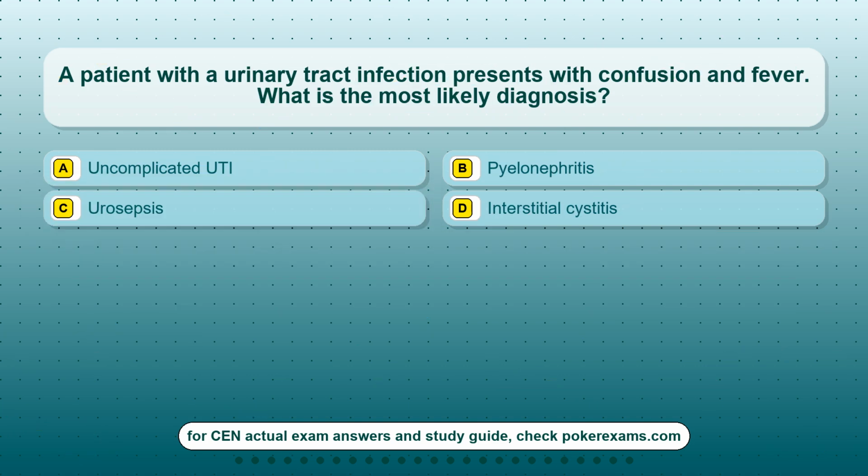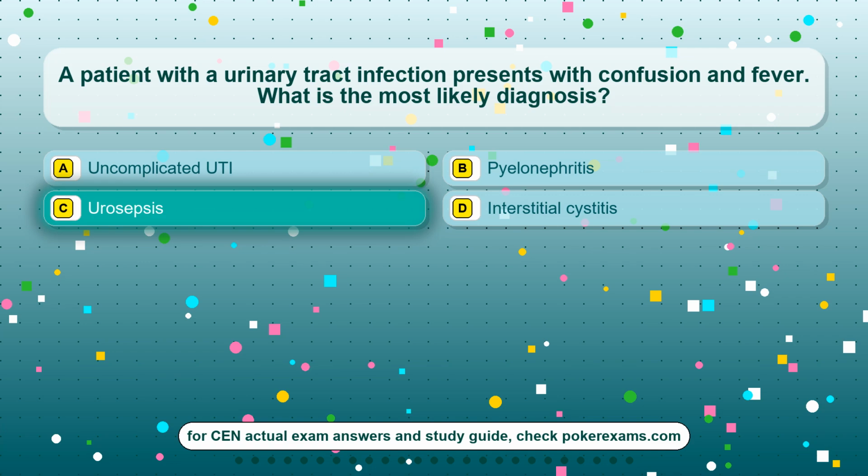Question 2. A patient with a urinary tract infection presents with confusion and fever. What is the most likely diagnosis? Option A. Uncomplicated UTI. Option B. Pyelonephritis. Option C. Urosepsis. Option D. Interstitial cystitis.